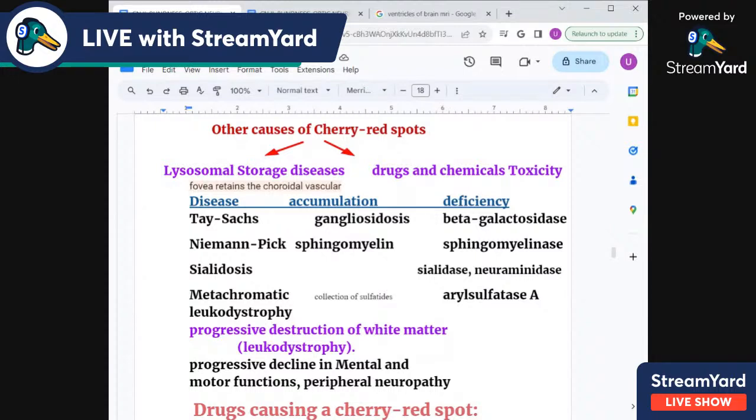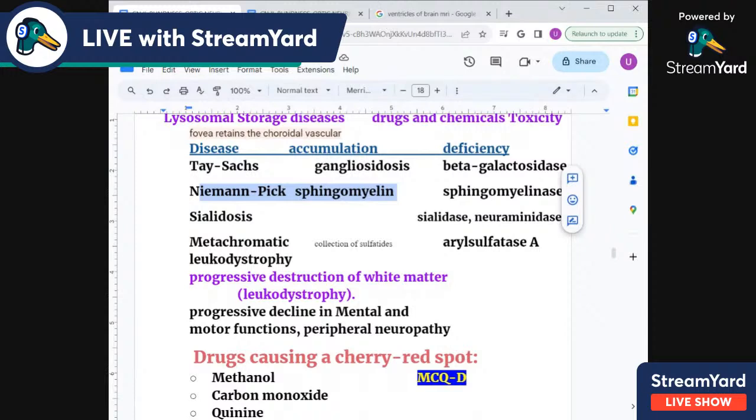So Tay-Sachs is due to deficiency of hexosaminidase, and gangliosides accumulate. Sphingomyelinase deficiency occurs in Niemann-Pick disease and sphingomyelin deposits. Similarly, arylsulfatase A deficiency causes metachromatic leukodystrophy, the dystrophy of the white matter that causes progressive muscular and mental changes and decline in the function and peripheral neuropathy.